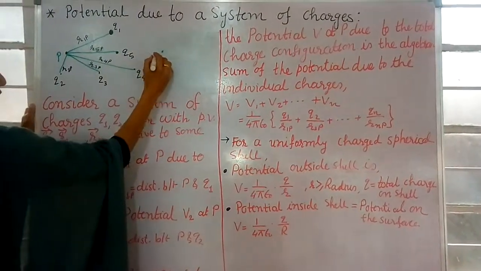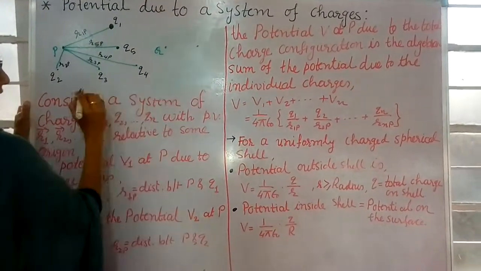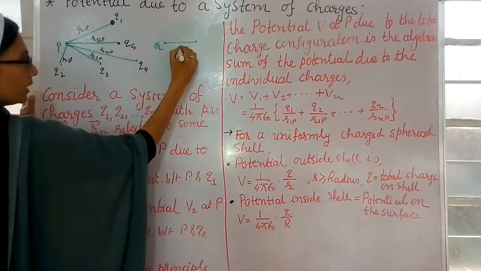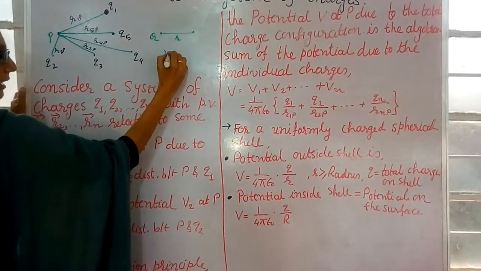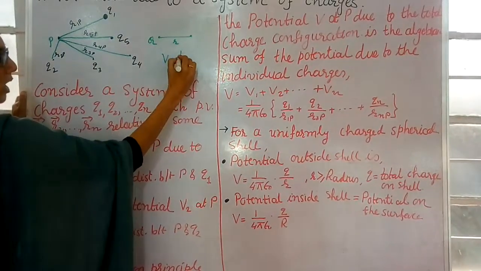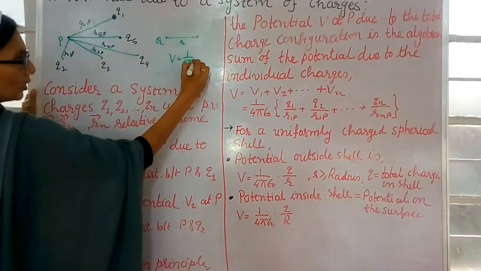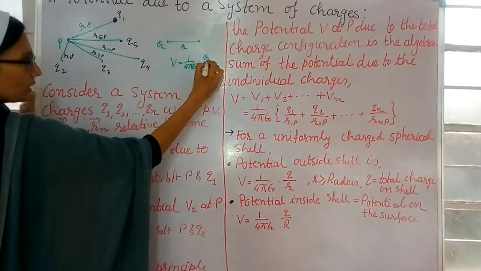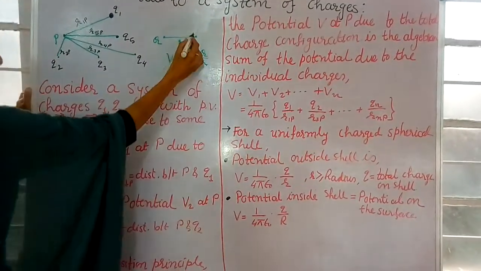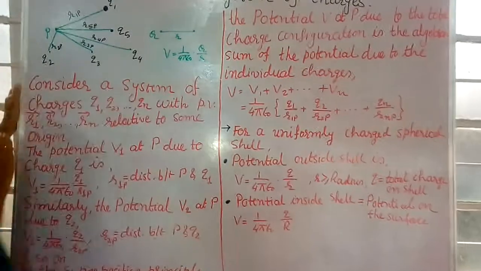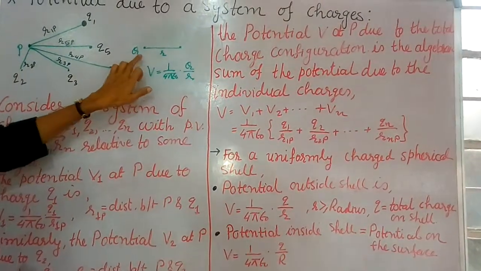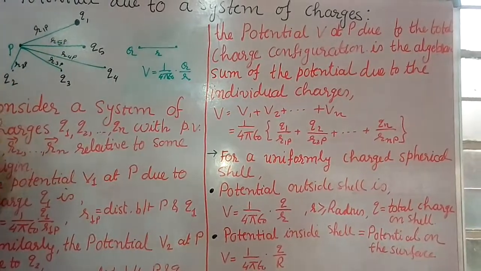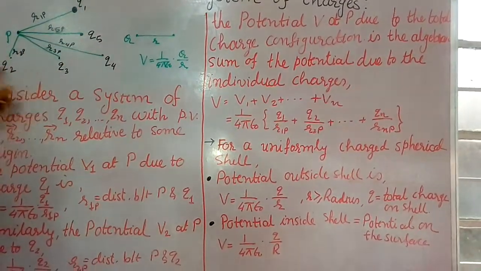If this is my charge Q and I want to find the potential at this point, and the distance of this point from the source is R, then the potential at this point is V equal to 1 by 4 pi epsilon naught, the source charge Q divided by the distance of the point from the source charge, that is R. We did this for a single point charge. Now we have to calculate for a system of charges.